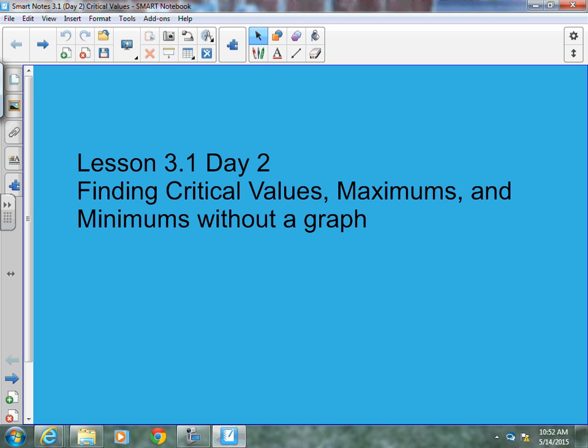We're going to be discussing maximum and minimums a little bit more and how to find them algebraically, including finding critical values. If you remember from our previous video, critical values are wherever the derivative equals 0 or is undefined. So let's talk about some of this.